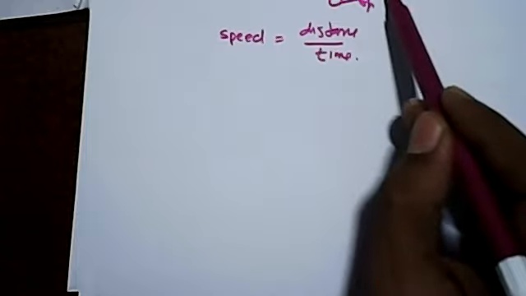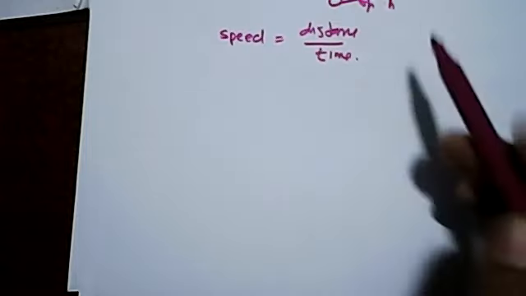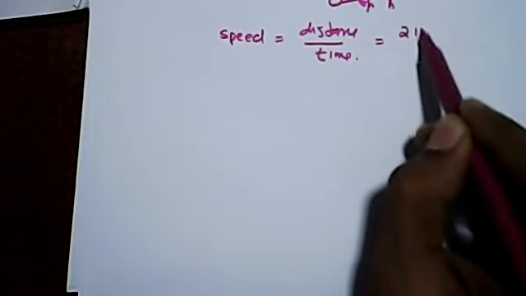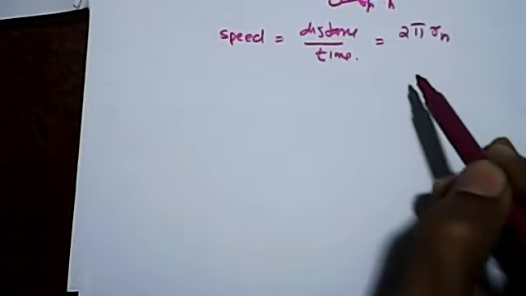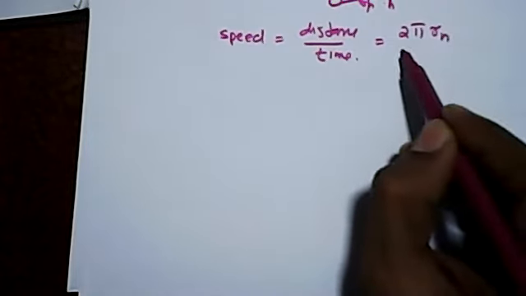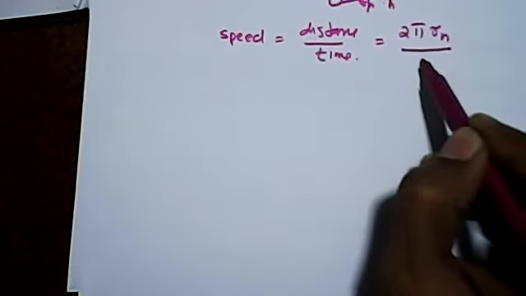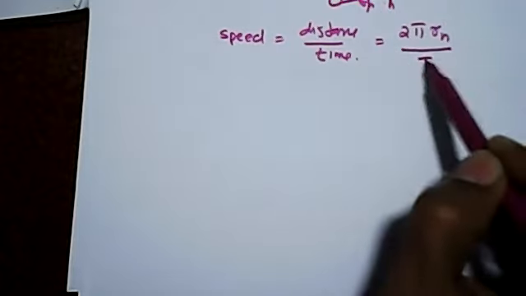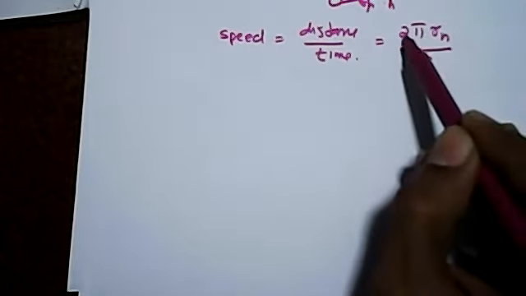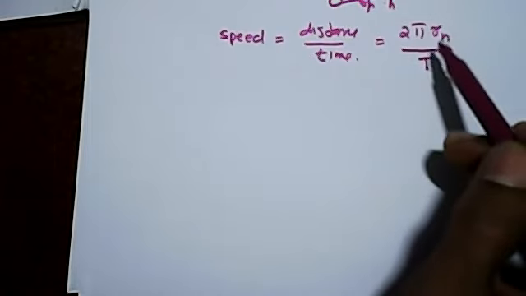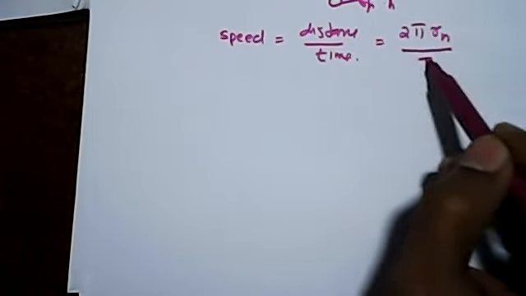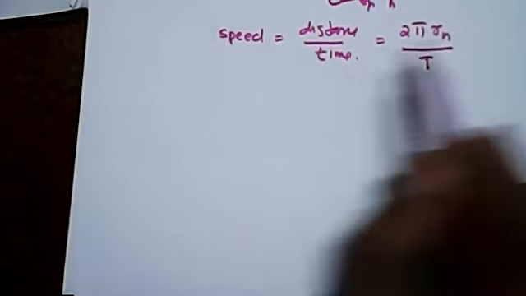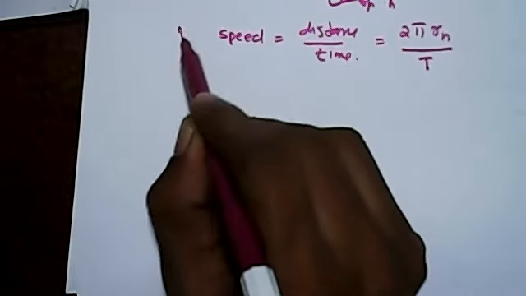Now, if the electron does one complete rotation, what is the distance? The distance is 2 pi Rn, which is the circumference. What is the time? The time taken for one oscillation is called the period T. So the distance traveled is 2 pi Rn, and the time taken is capital T. This is the speed, let us call it v.